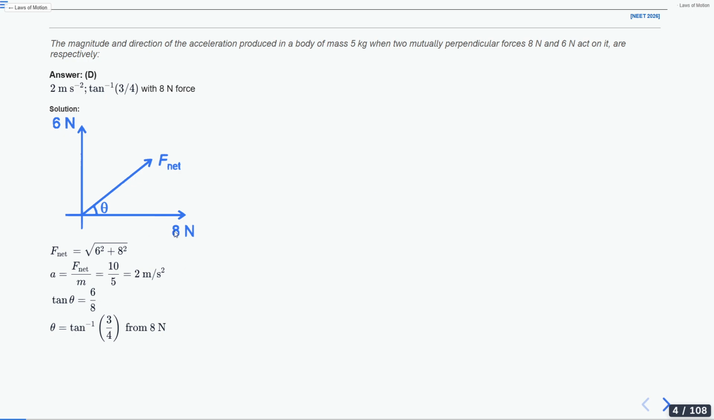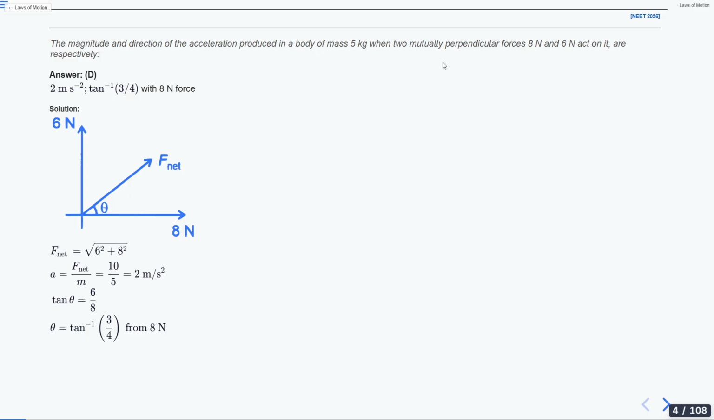So I will take 8 Newton force along the x-axis and 6 Newton force along the y-axis. Since they are perpendicular to each other, as told in the question, the resultant is the square root of 8 squared plus 6 squared. 36 plus 64 is 100, and the square root of 100 is 10. I'll be getting 10 Newton force.